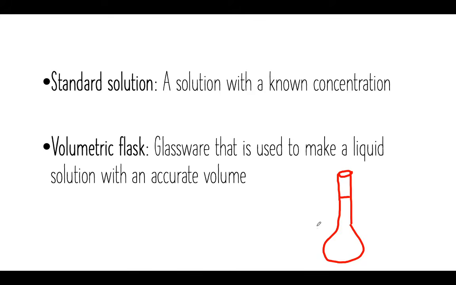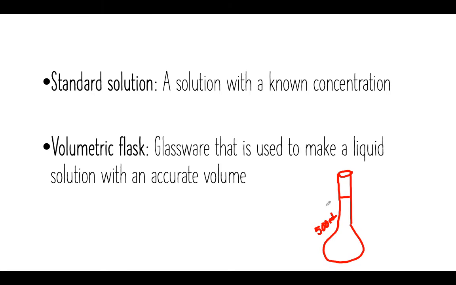So for example, if this is a 500 milliliter volumetric flask, if we fill up to that line, we will get exactly 500 milliliters. There are different sizes of volumetric flasks. You could have really small ones that can fit up to 50 milliliters or bigger ones that could fit up to 1 liter or even 2 liters.